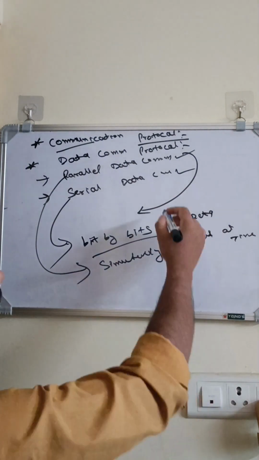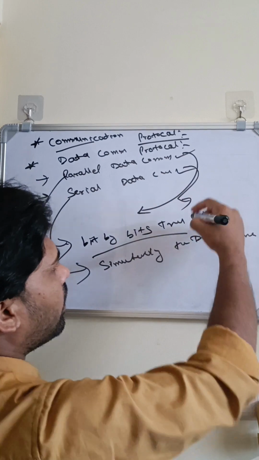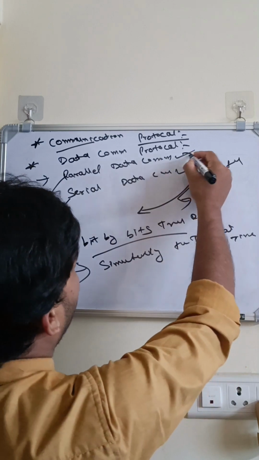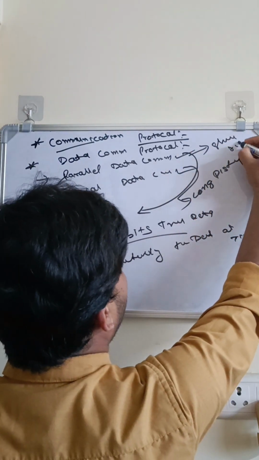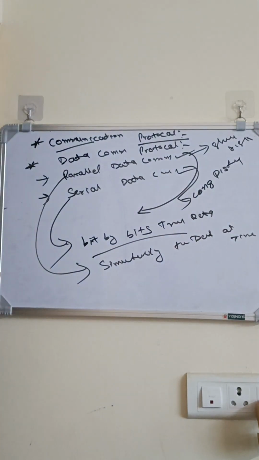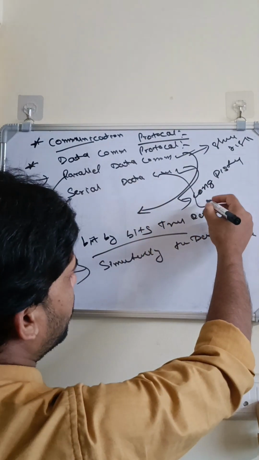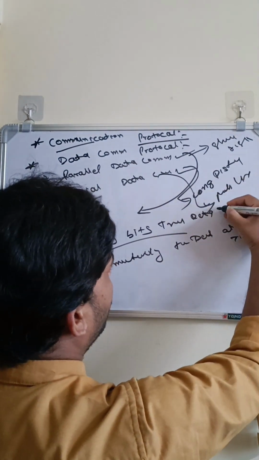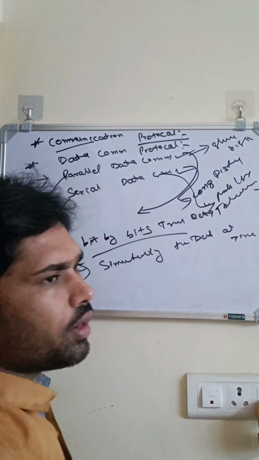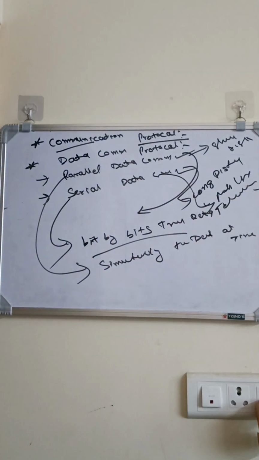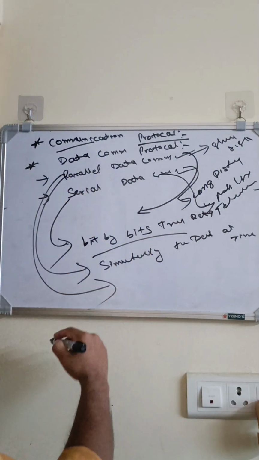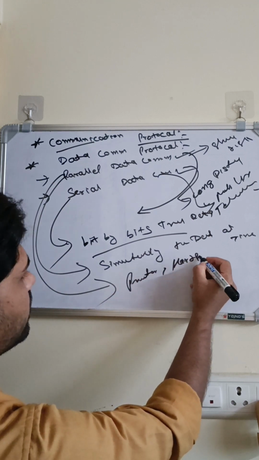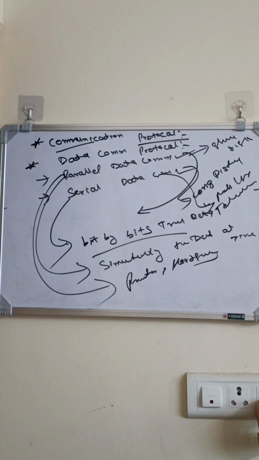Where is it used? Serial data is basically a long distance protocol. But parallel is a short distance protocol. What is the application for both? Serial, as I said, is a long distance protocol, so the application is mobile, telephone, where we use serial data communication. Similarly, parallel data communication is used in printers and hard disks.